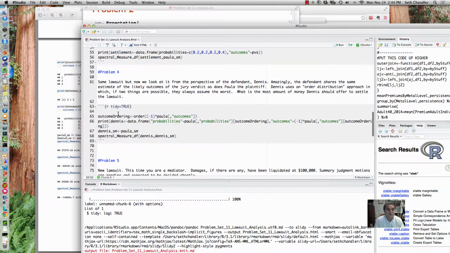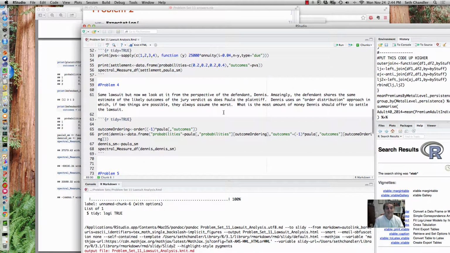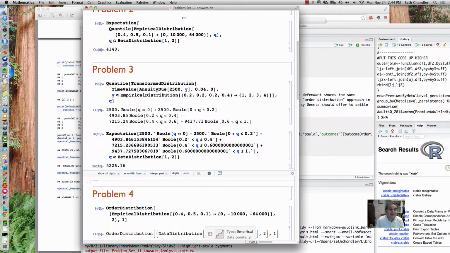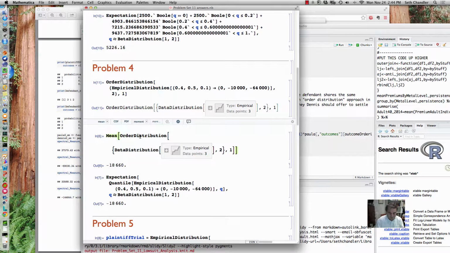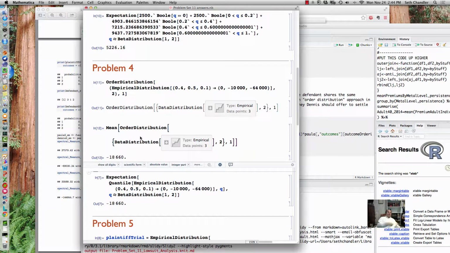And Dennis uses this order distribution where, if 2 outcomes occur, Dennis thinks it's going to be the worst thing. Okay? So there are a couple of ways we can do this in Mathematica. One is to actually construct an order distribution. I've done that for Dennis, putting negatives here for his outcomes rather than positives, and saying I want the worst outcome. Then I can simply take the mean of that order distribution.